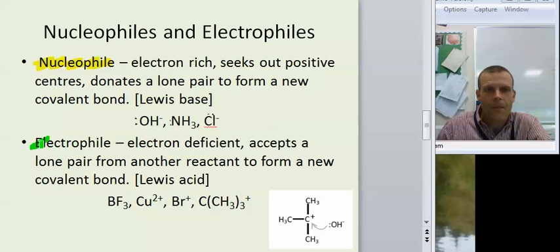Conversely, electrophile will be seeking out negative areas, and there's some examples here. So these have to be able to accept a lone pair, so they must have empty orbitals. So if we go back to that copper example, there are empty orbitals that are available, and the ligands are donating electrons into those.